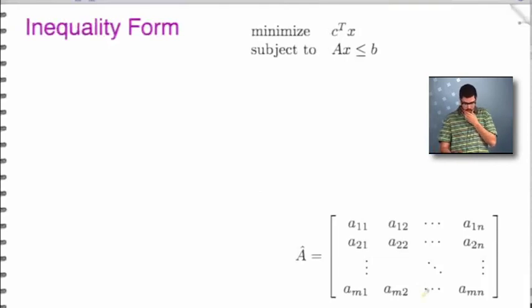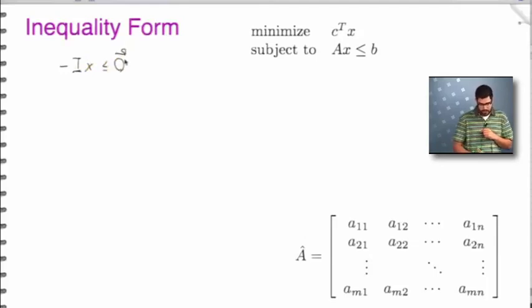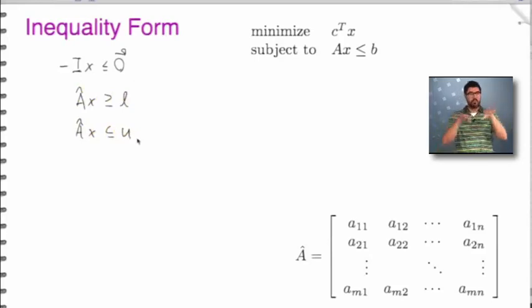So here, as you can see, I rewrote A hat. All right? So I'm going to say again that I have a variable. I have the constraints so far. I have minus I x is less than 0 vector. And also, I'm going to write A hat x has to be greater than L, and A hat x is less than or equal to U. Okay, so I've just separated those bounds into two different equations.